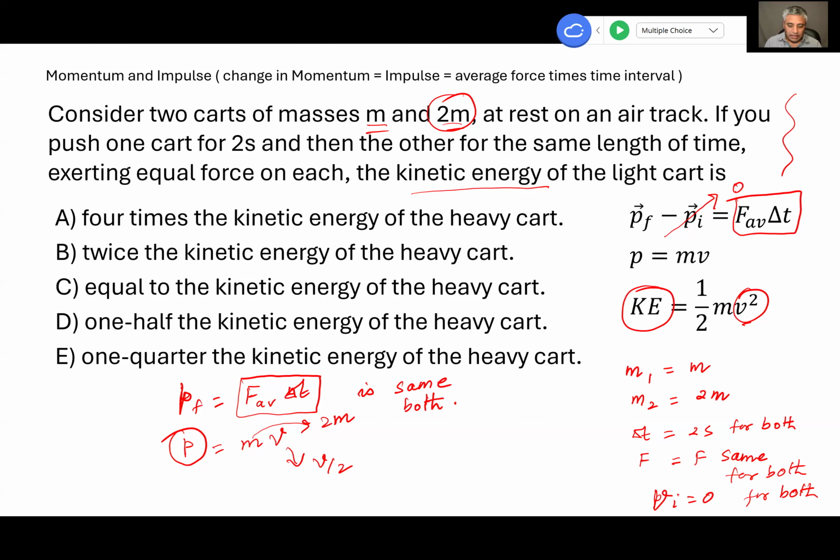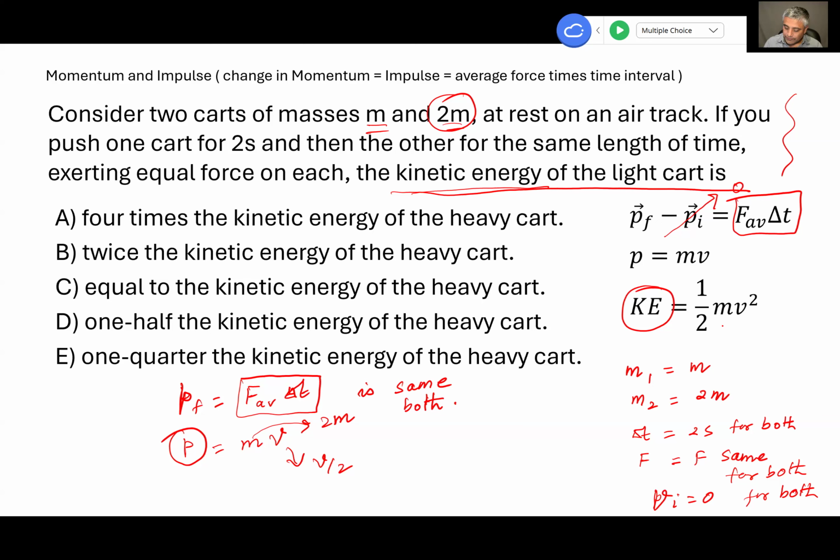Okay. So that means although you are applying the same force for the same time interval, the smaller mass is moving with higher speed now than the larger mass. By how much? Exactly double. The small mass is moving with exactly double speed. So now we can do the kinetic energy for these masses, and it says kinetic energy of the light card.